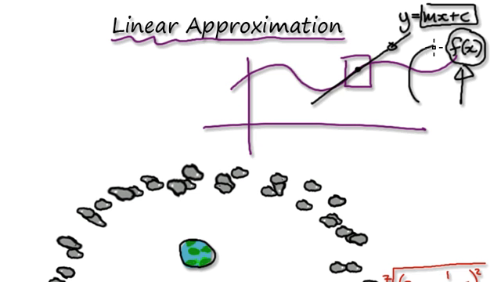So basically you differentiate this function here. That will give you a gradient. And you know it passes through this particular point here. So therefore you should be able to draw a straight line. And then the idea behind it is that rather than looking at this complicated function, we would then look at this simple straight line here.